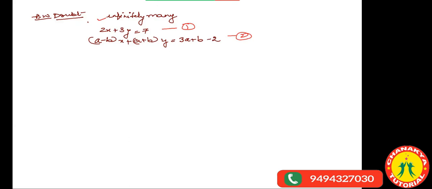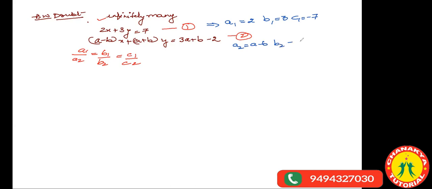So for infinitely many solutions, we have this condition: A1 upon A2 is equal to B1 upon B2 is equal to C1 upon C2. Now see, from the first equation, the value of A1 is 2, B1 is 3, and C1 will be minus 7. And from the second equation, A2 will be A minus B, B2 is A plus B, and C2 will be minus (3A plus B minus 2). Got it, children?